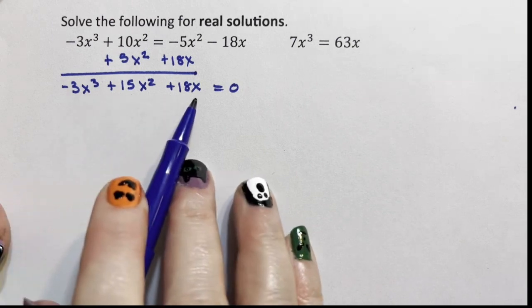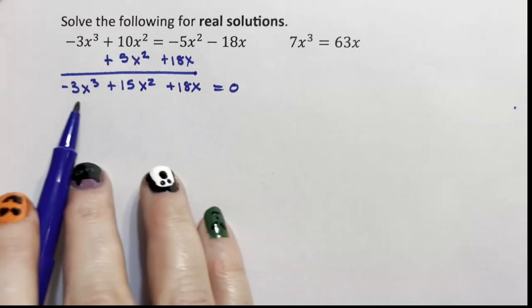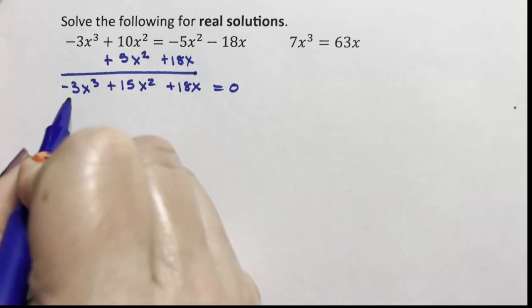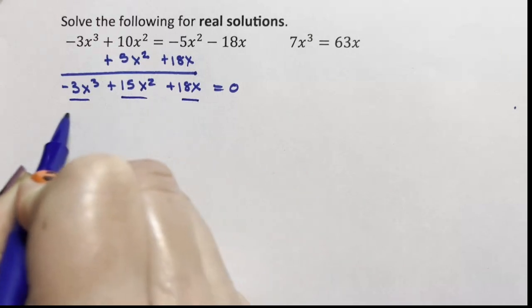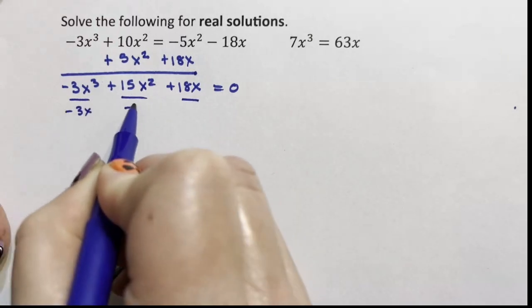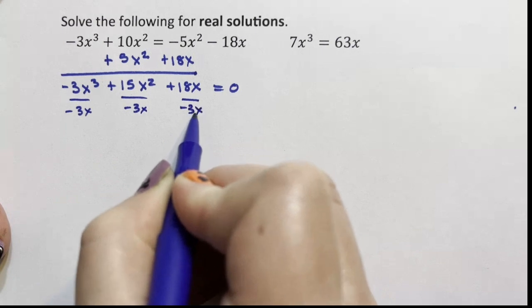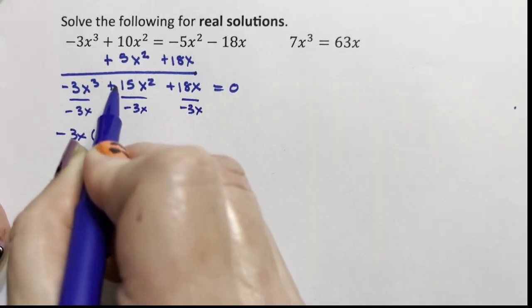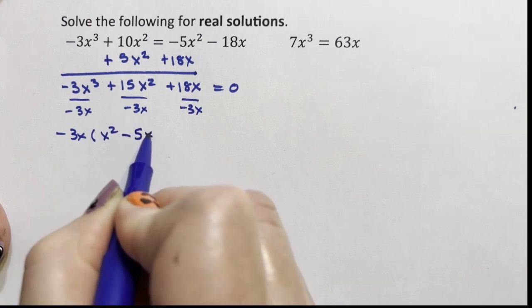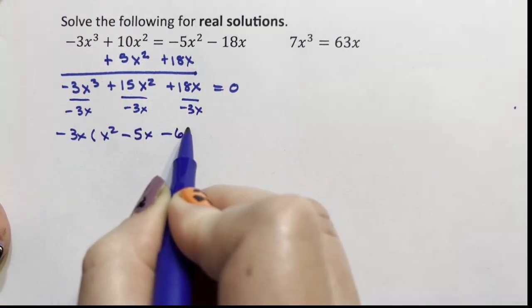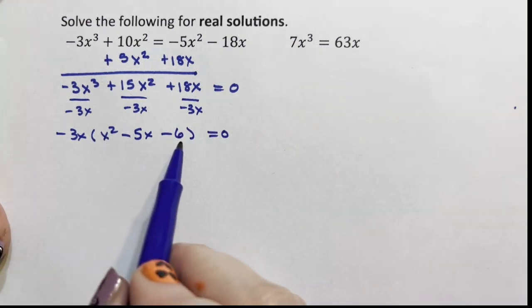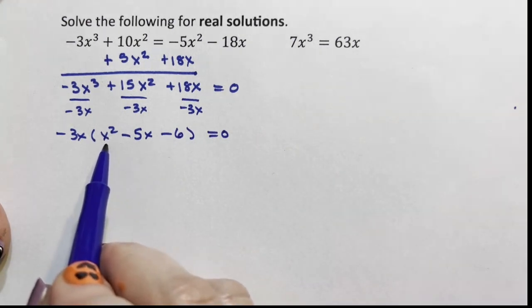Now, when I look at this trinomial, I could factor with AC, but I also could notice that there's a negative 3 in all of the terms, and an x. So I'm going to factor out the greatest common factor, a negative 3x, out of all 3 of my terms. And I'm going to end up with x squared minus 5x minus 6 equals 0. Now this is beautiful. I have a trinomial, the leading term is 1, love it.